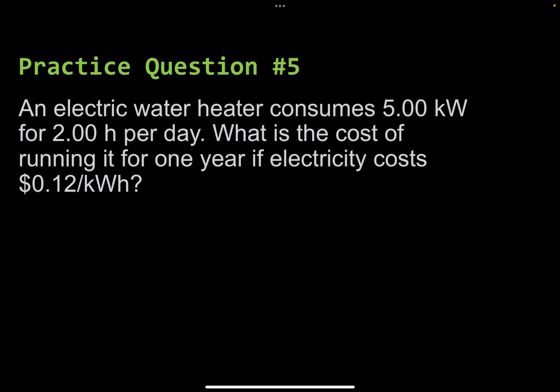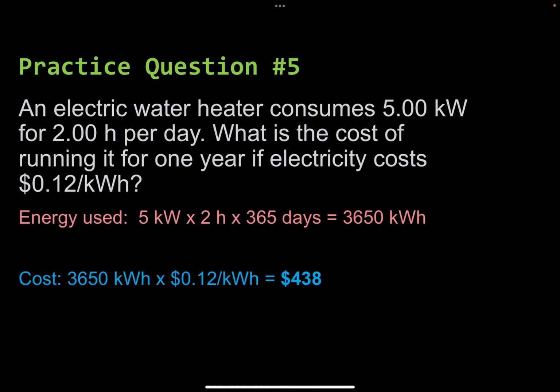Okay, so this next one might not be realistic depending on what kind of place you live in, how many people shower, how much you run your dishwasher, or whether you wash your clothes on hot or cold. An electric water heater consumes 5 kilowatts for 2 hours per day. Again, that varies greatly. What is the cost of running it for 1 year if the electricity is 12 cents per kilowatt hour?